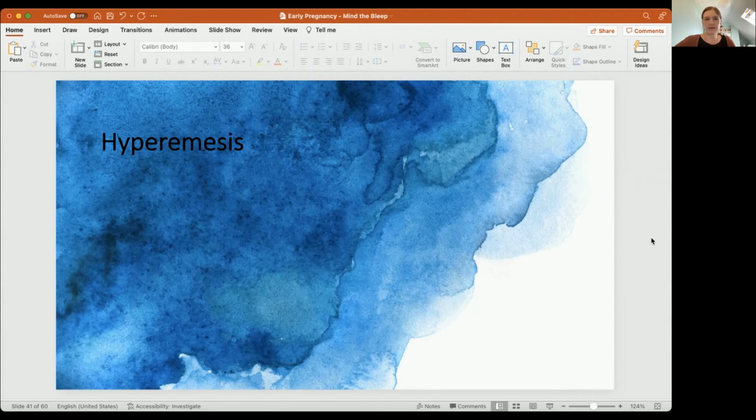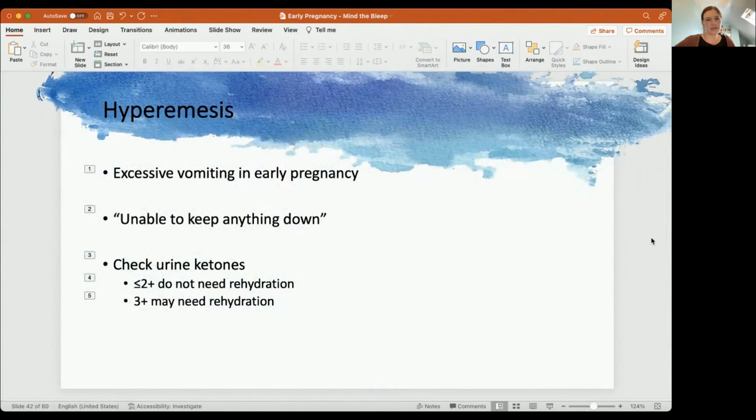So hyperemesis. It's just excessive vomiting in early pregnancy. What the patient will say is, I can't keep anything down. Can't even keep water down. But the important thing, again, is to check the urine. So if they have 2+ or less of ketones, then they don't need to be admitted for rehydration. If they have 3+, then we might need to admit them for hydration.